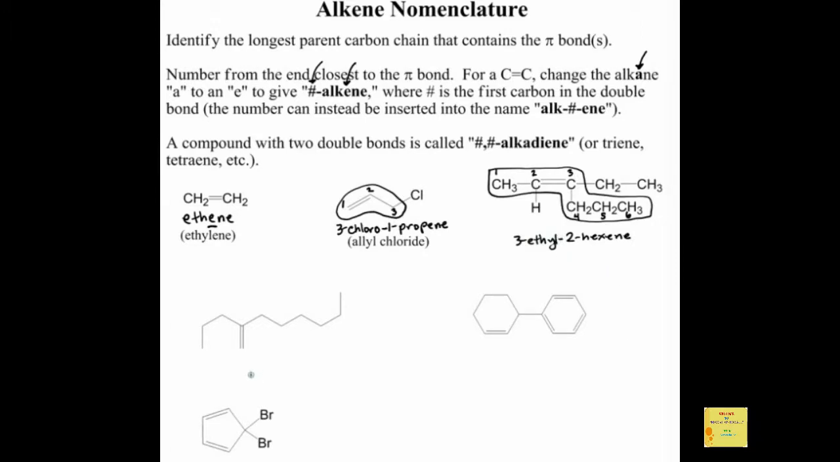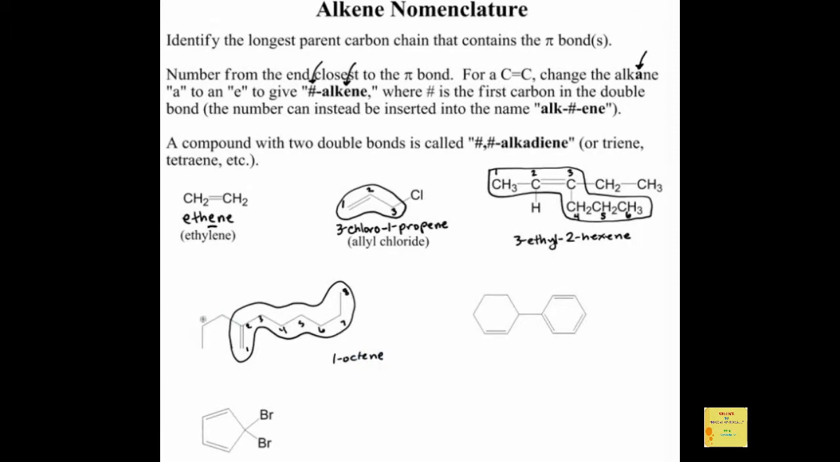How about this next case? Our longest carbon chain would be this one, but the longest carbon chain containing the carbon-carbon double bond would be down here. So we have to make sure to include that. Okay, and how long is that? 1, 2, 3, 4, 5, 6, 7, 8 carbons. So that's an octane derivative. We're going to call this 1-octene.